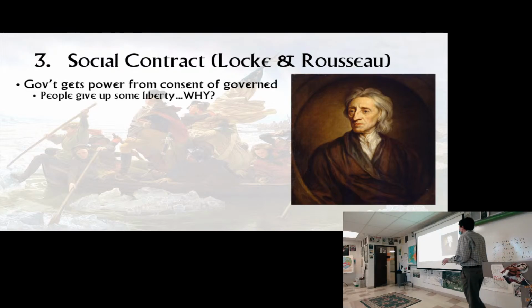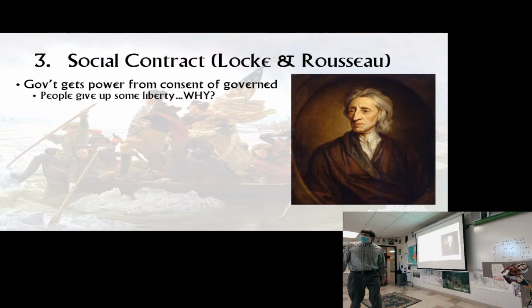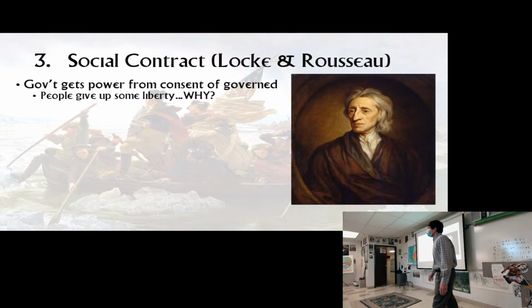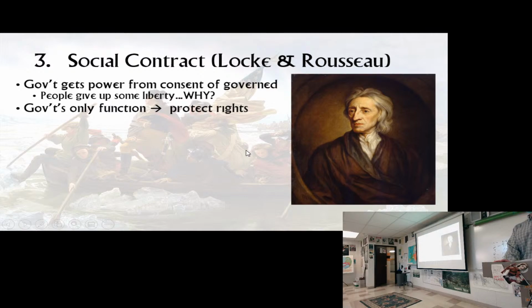Governments get their power from the consent of the governed, aka the people. Governments only exist because the people let them. So the people give up a little bit of their liberty. They give up a little bit of their freedom to live in a society. Why do they do this? According to the Declaration of Independence, governments are allowed to exist to protect rights.